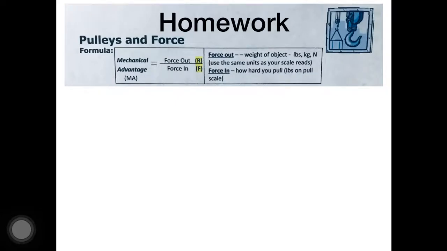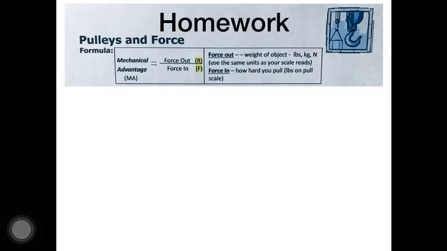Force out, or R, is the weight of the object. You can think of this as resistance, R meaning resistance. If you weigh 100 pounds, there's 100 pounds resisting me from lifting you off the ground. So there's 100 pounds of weight resisting me. So when you think of force out, think of resisting and the weight resisting.